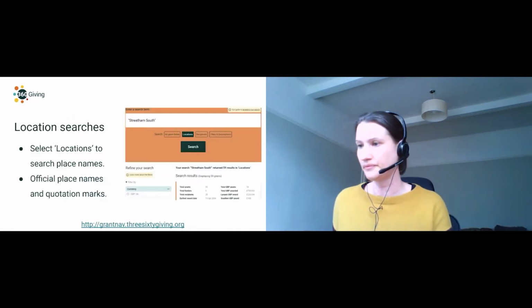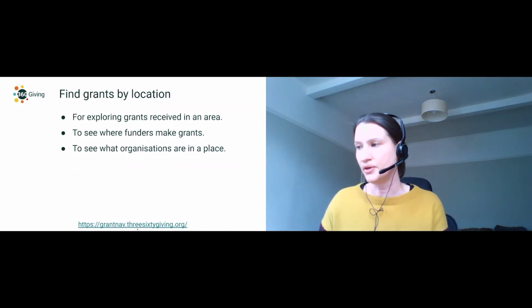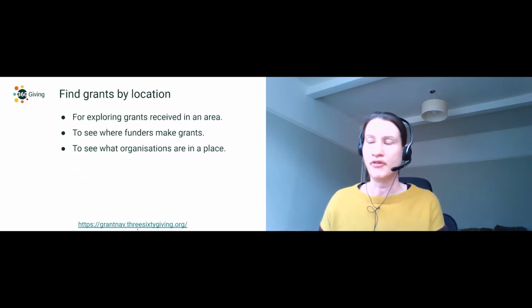Now we're going to move on to searching to look at location. So you can see where funders have given grants, which parts of the country, and you can also see which organisations are working in the location. As the 360Giving data has grown, there's now data about grants awarded all around the parts of the UK. And so it's becoming a valuable resource for anyone who's interested in knowing what funding is going to particular places.